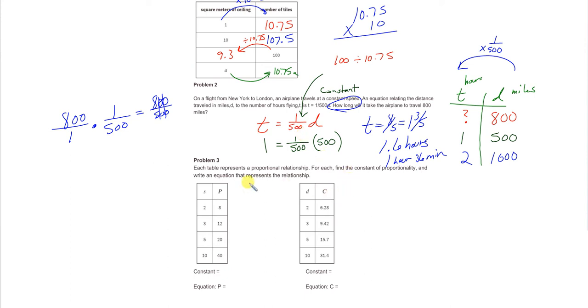Guys, let's wrap this thing up. Problem number 3. We're about to finish our homework here. Each table presents a proportional relationship. And for each, find the constant of proportionality and then write an equation that represents the relationship. So we've got to do 2 things for each table.